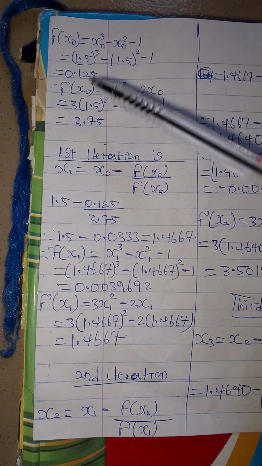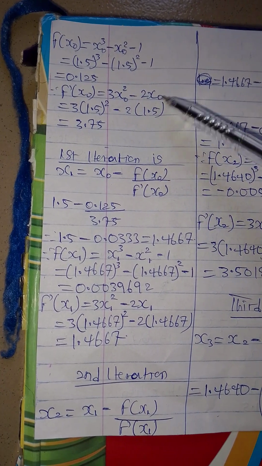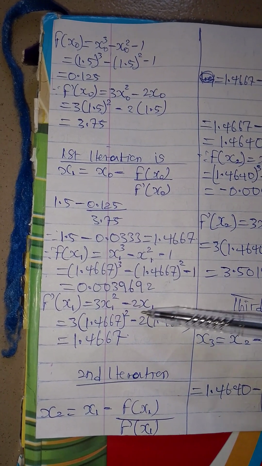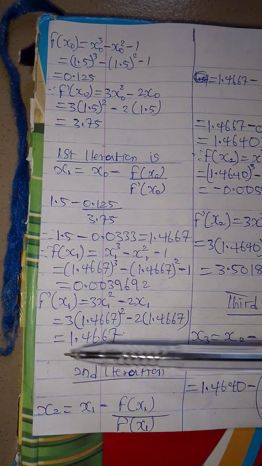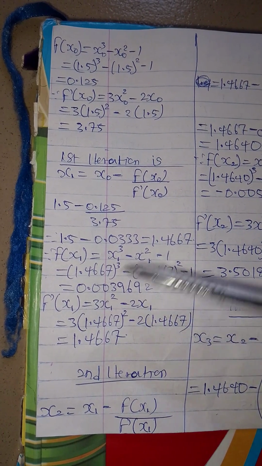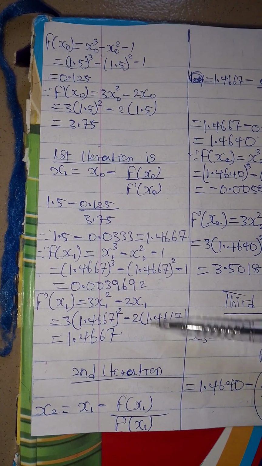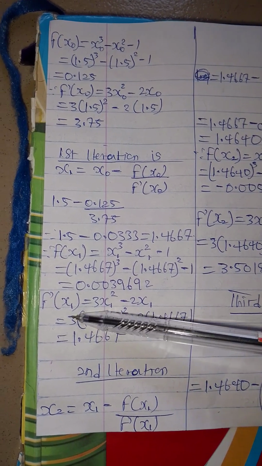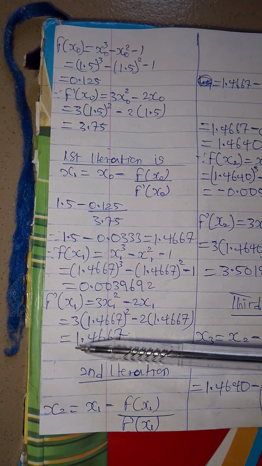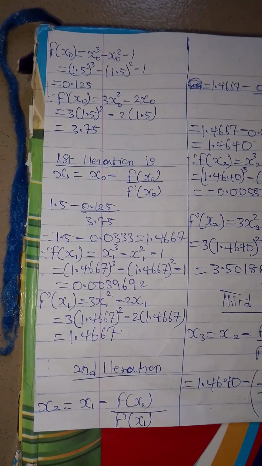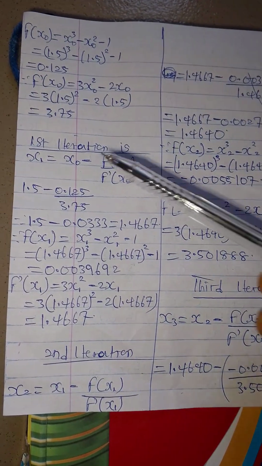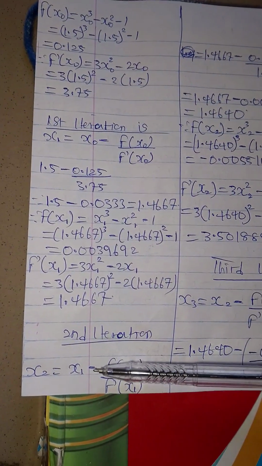f prime of x1 is 3x squared minus 2x, so I get 3 x1 squared minus 2 x1. My value of x1 was 1.467, so 3 times 1.467 squared minus 2 times 1.467. Evaluating this gives me 1.4667. So after doing the first iteration, I'll do the second iteration.